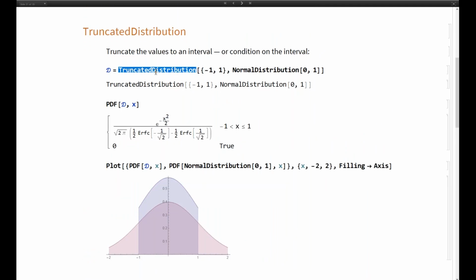For example, a truncated distribution is very simple. I've provided a normal distribution and provided the intervals or condition of the particular interval in question. In which case, as you can see, it provides me the probability density function and a very nice plot.